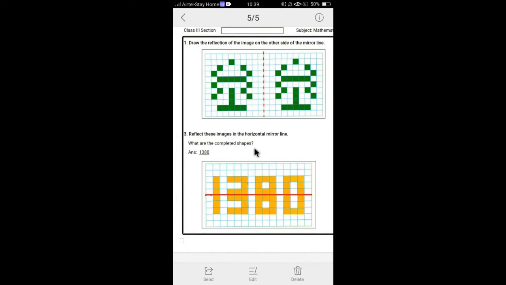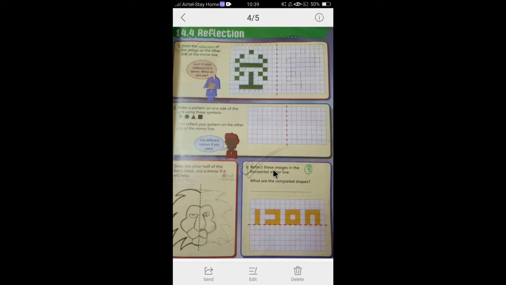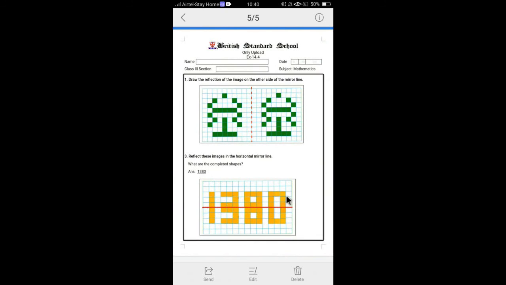Let's see question number 3. Reflect these images in the horizontal mirror line. If I show you the real book picture, you can find that it says reflect these images in the horizontal line, as they have given like this. This is a red line, exactly opposite. When you do it, 1, 2, 3, exactly 1, 2, 3, and you can see a 2 box gap, so you have to put a 2 box gap back. All these things you have to mention exactly. If there is no gap, straight away you can put 3 boxes over here. As I show you here, look at this, exactly 3 boxes over here, gap over here, exactly the same thing we have done here.